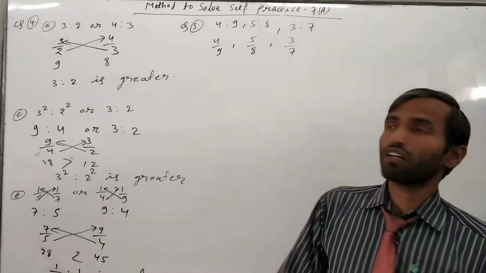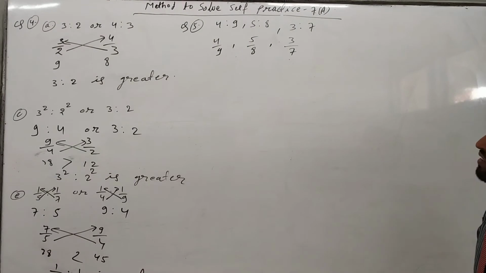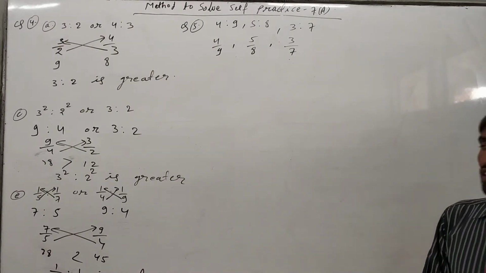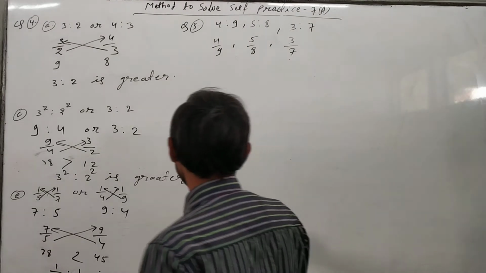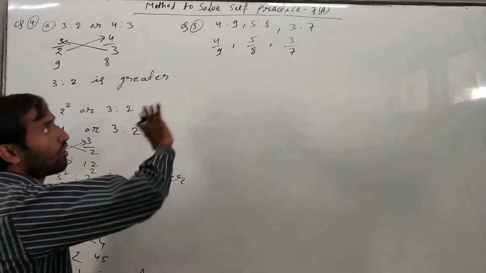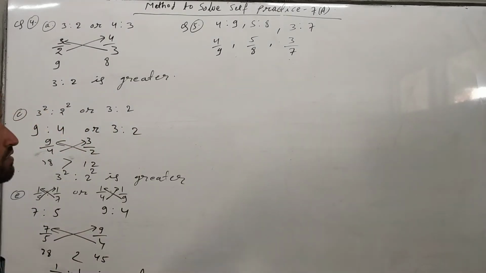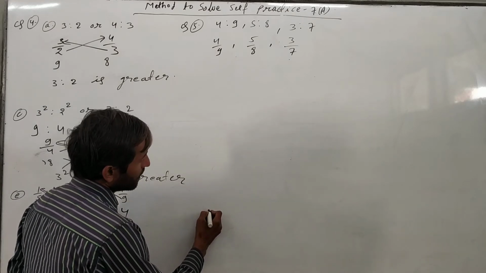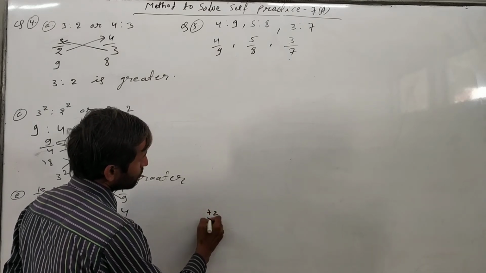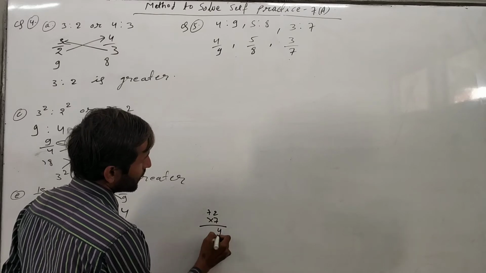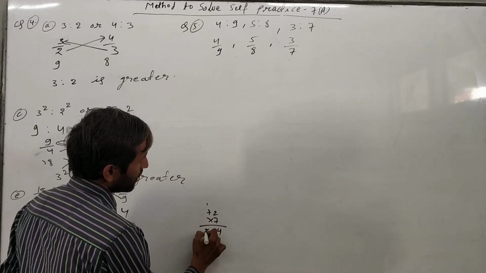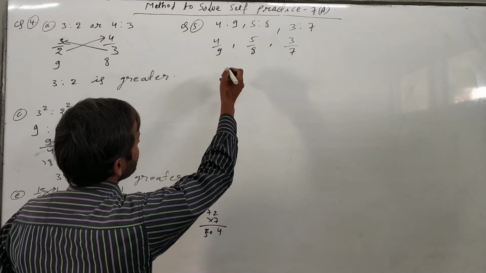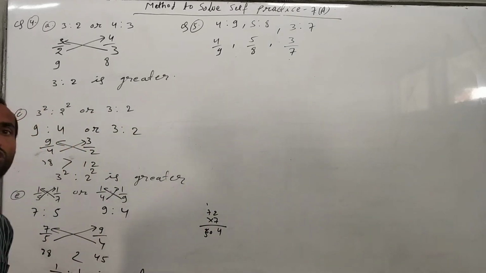So how much will the LCM of 9, 8, 7 be? 9 times 8 is 72, and 72 into 7 will be the LCM, because all three are prime numbers, or co-prime you can say. So 72 into 7: 14, carry 1, 49, 504. Then the LCM will be 504.